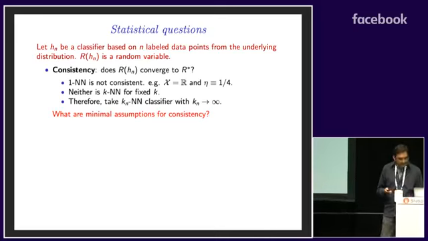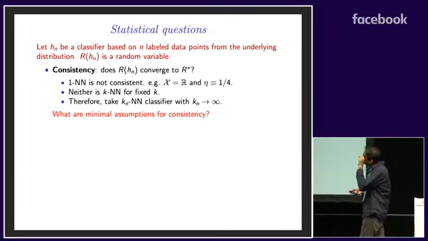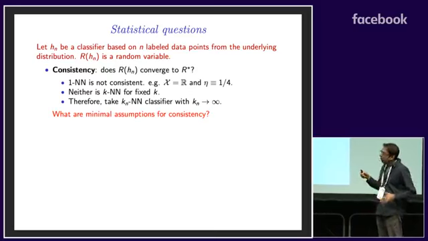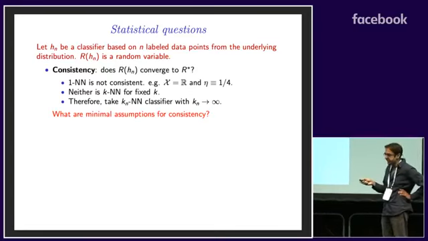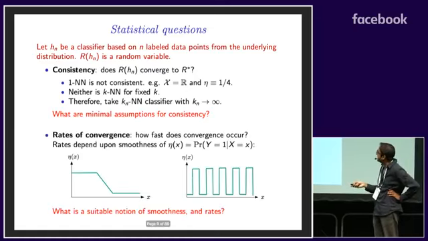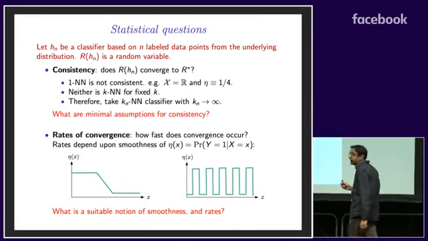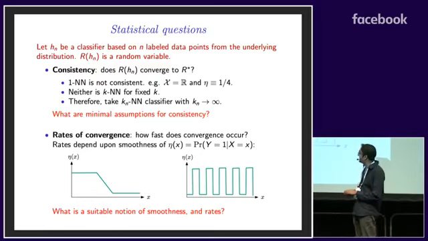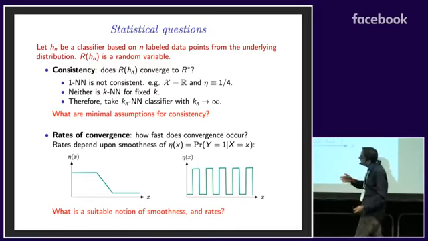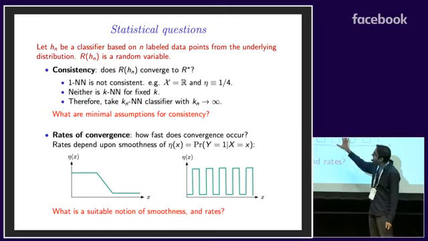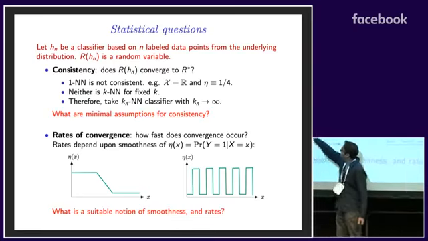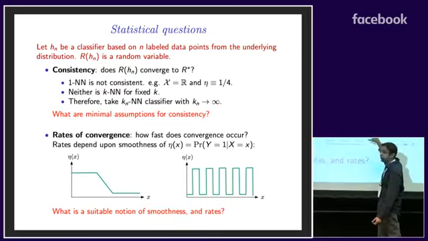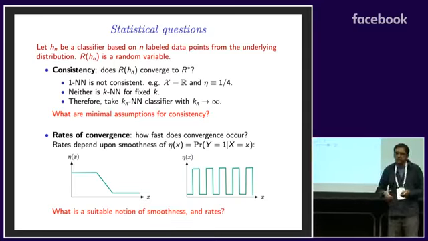One general question has been, what are the minimal conditions we need for consistency? I'll say a little bit more about that. And then, of course, there's the rates of convergence, which is what matters for a finite data set. Ultimately, they depend on the smoothness of this eta function, the smoothness of the decision boundary. Is it a nice simple decision boundary, or is it really jagged? There are different ways of quantifying this.